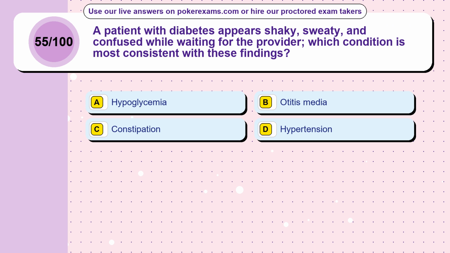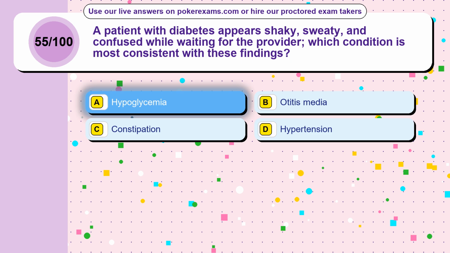Question 55. A patient with diabetes appears shaky, sweaty, and confused while waiting for the provider. Which condition is most consistent with these findings? Option A. Hypoglycemia. Option B. Otitis media. Option C. Constipation. Option D. Hypertension. The correct answer is option A.